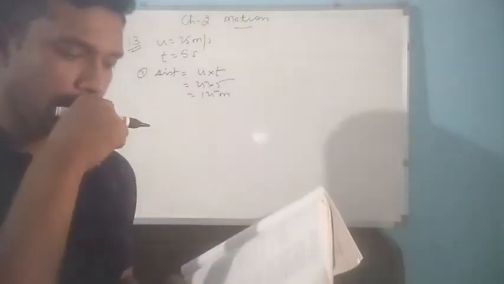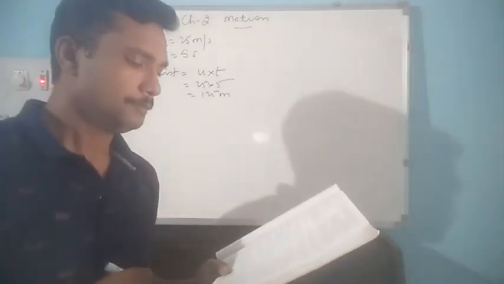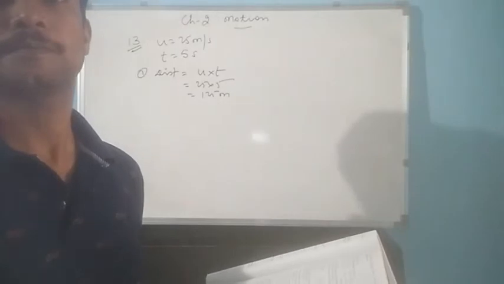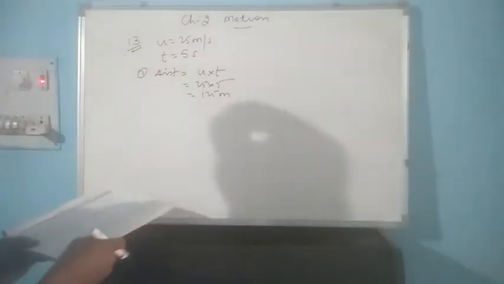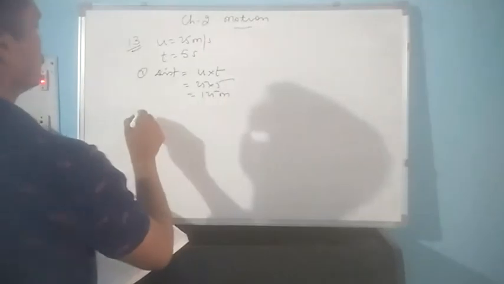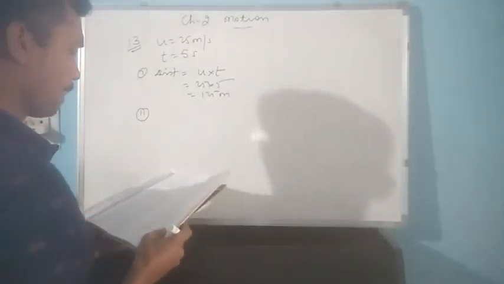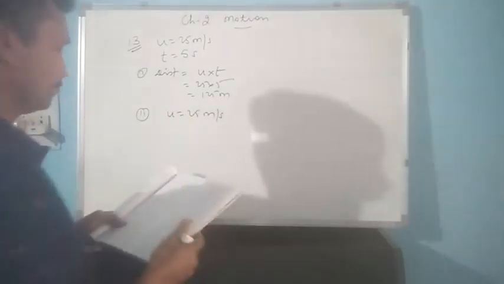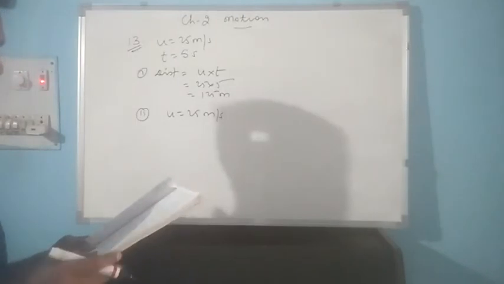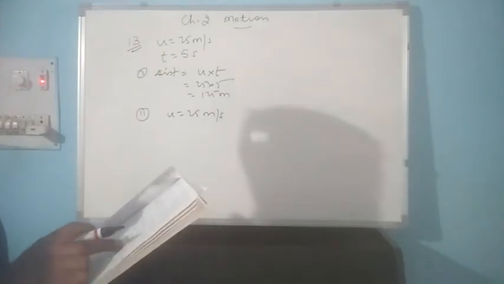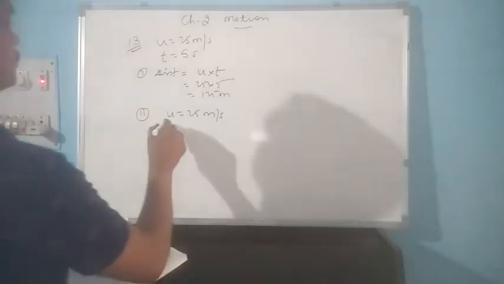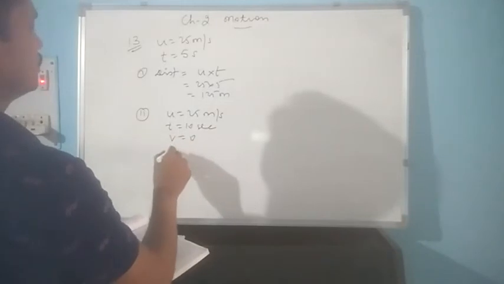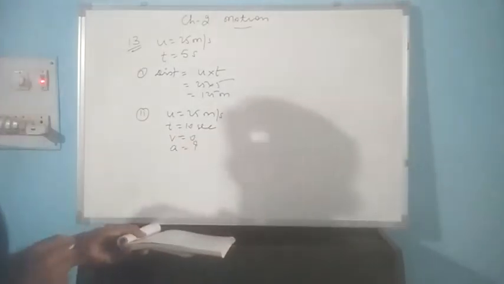Second, the retardation of the body. So here the body is moving with 25 meter per second, and you can see the brakes are applied and it comes to rest in further 10 seconds. So in 10 seconds the body has come to rest. You have to find out the retardation, that is the value of a.